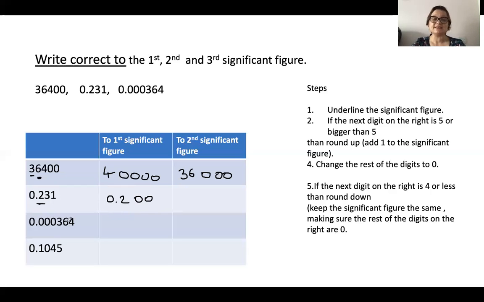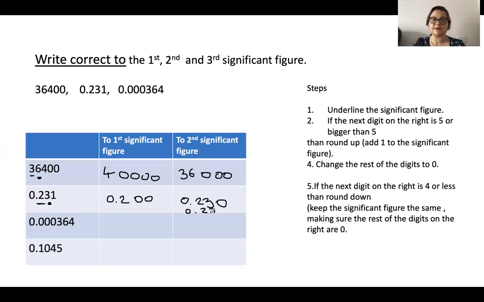And then to the second significant figure, I'm going to put a little dot. The second significant figure is digit 3. The digit next to it is a 1, which is less than 5. So we keep the digit in front the same. So we have 0.23 and make the rest after the second significant figure 0. So simply 0.23. So you can rewrite it here, 0.23.